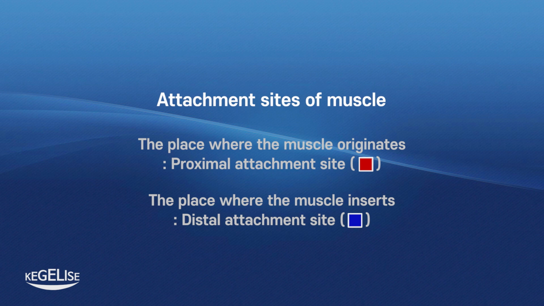The place where the muscle originates is called the proximal attachment site, and the place where the muscle inserts is called the distal attachment site. Generally, the proximal attachment site is shown in red and the distal attachment site is shown in blue.